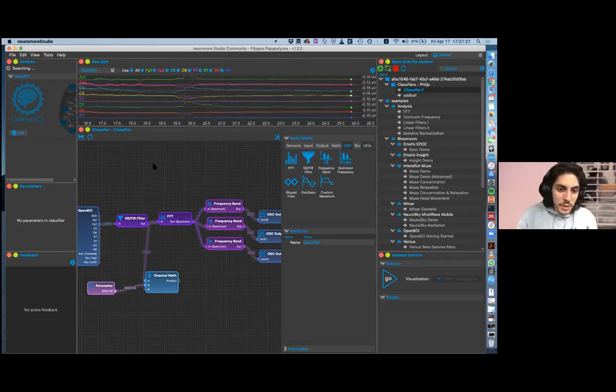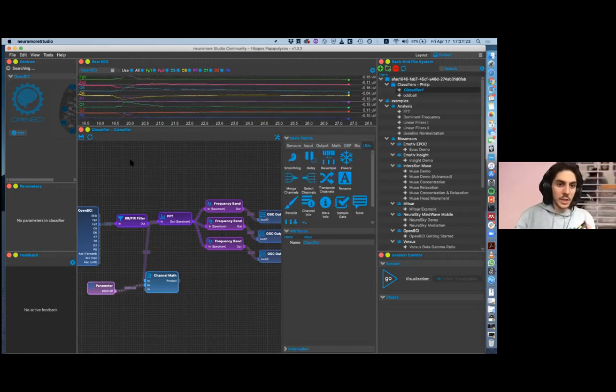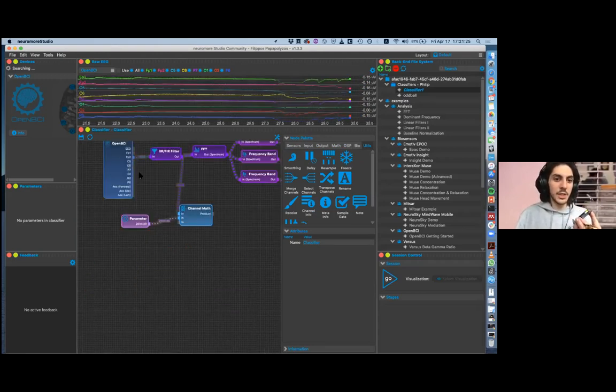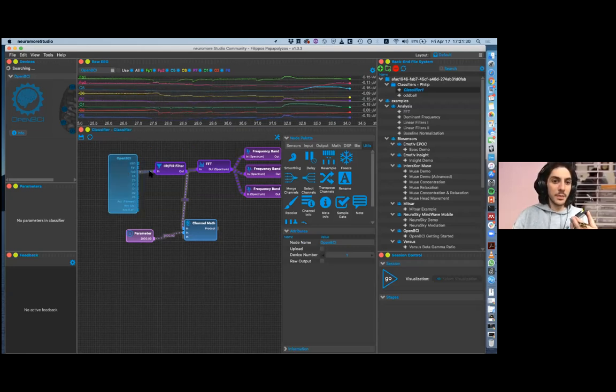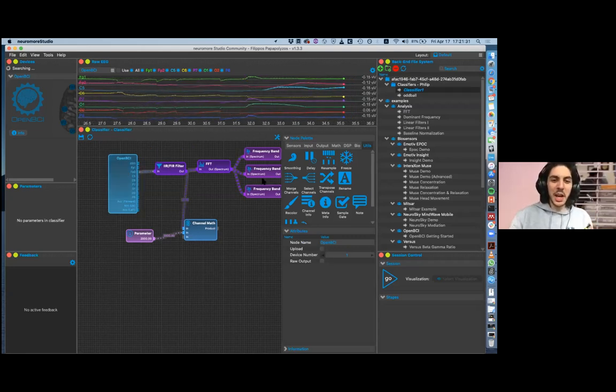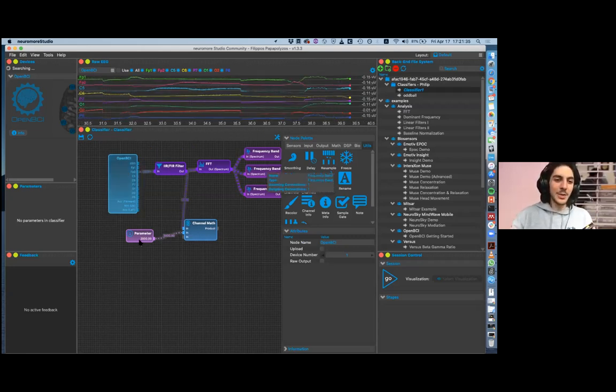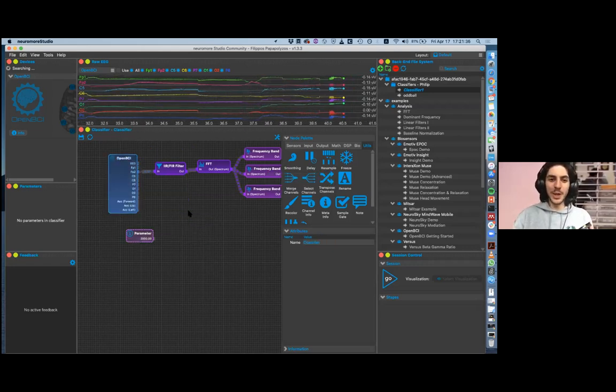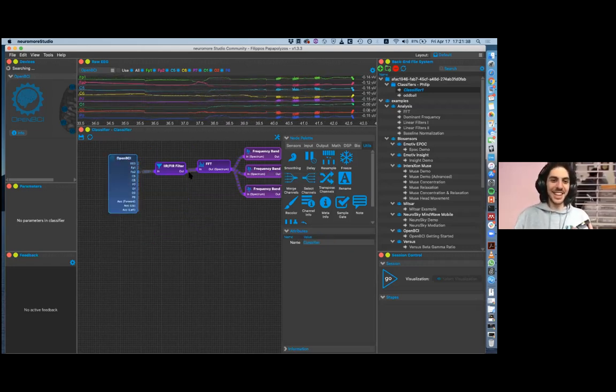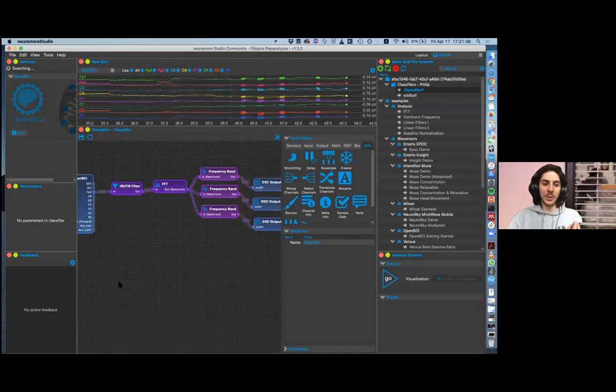So I have this little setup here. This is my BCI device. This is the signal coming in. It's going through some filters here. It's not really intricate. I wasn't really sure what I was doing when I was building this, but it kind of works well. So here I have 3 outputs basically.